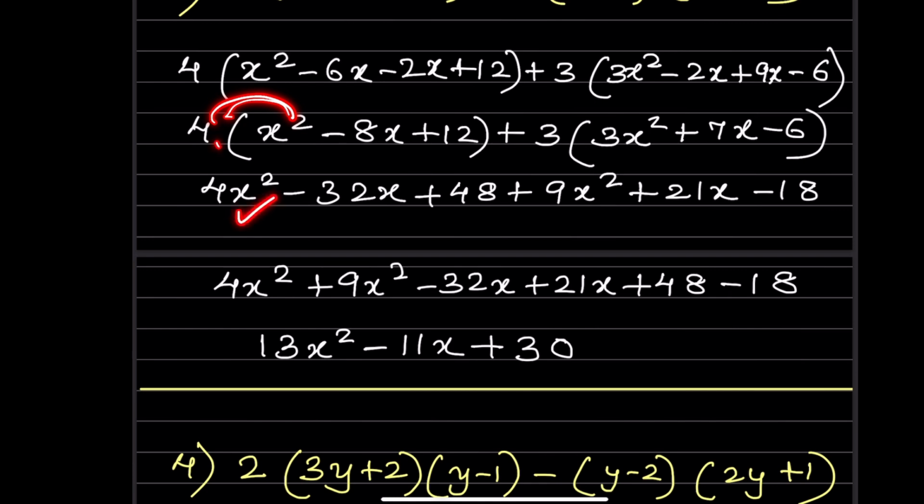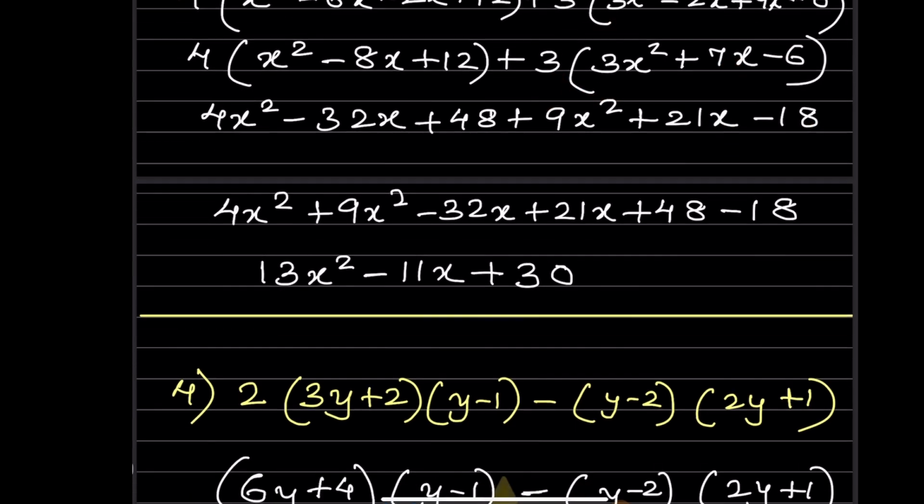4x squared minus 32x plus 48. Again here, plus 9x squared plus 21x, and this is going to be minus 18. So now what will you do? This x squared is just once. Again you have 4x squared and here also 9x squared. Then you will take x together, that is minus 32x and plus 21x.